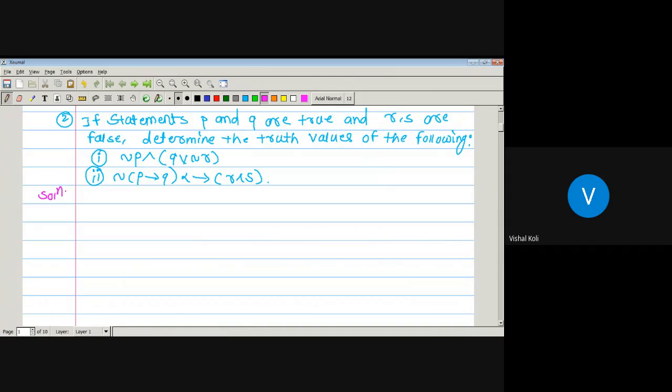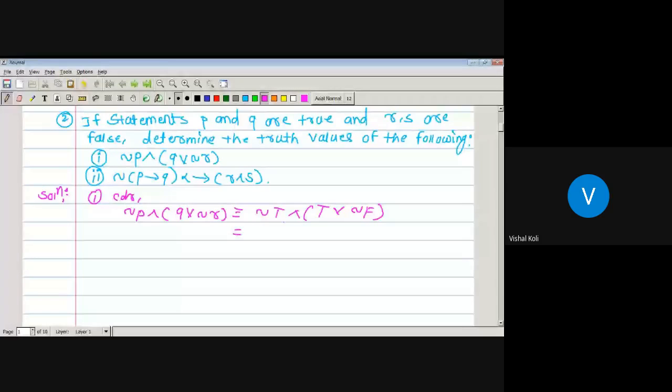First one, consider negation of P and Q join negation of R. But here we have given that P and Q are true. As P and Q are true, we input their values: negation of true, and Q is also true, join negation of R. R is false. Therefore, negation of false.